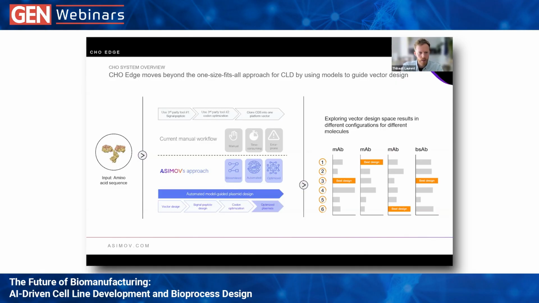You can see that no design is giving optimal performance for the 4 molecules. And in some situations, you can even see the opposite effect. Some designs will be optimal for one and will even be the worst design for others. So looking at the vector design space is definitely important to maximize performance and even product quality for your molecule of interest.